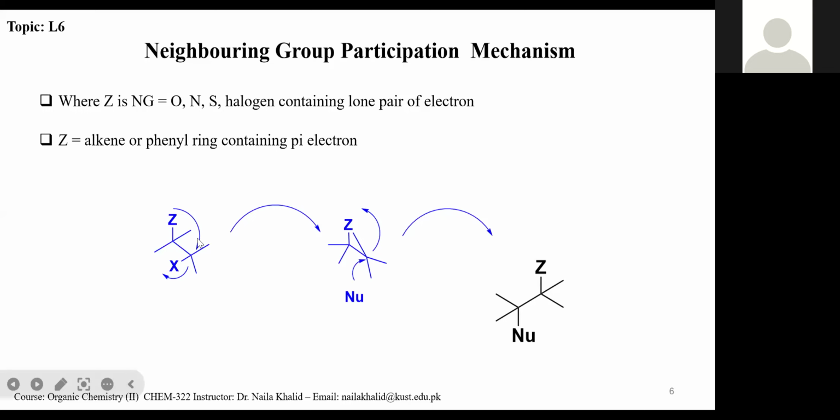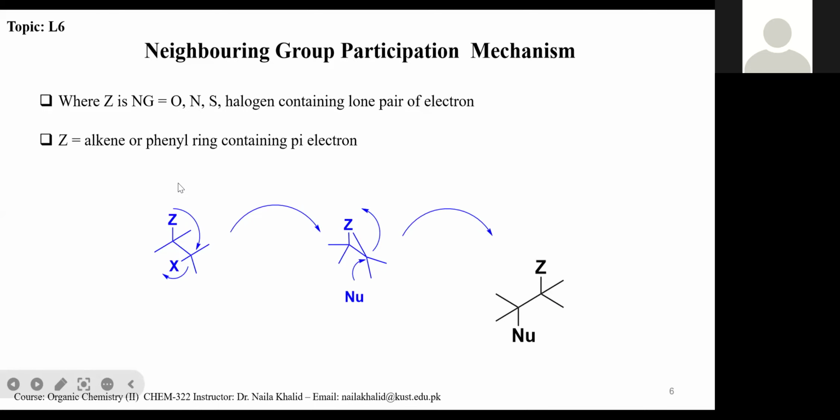This is a pictorial representation. Z is a neighboring group. This may be an alkene double bond. This may be a phenyl ring in the form of pi electrons. And this may be any atom or group of atoms which contain oxygen or nitrogen or sulfur or halogen, because all these heteroatoms contain lone pairs of electrons.